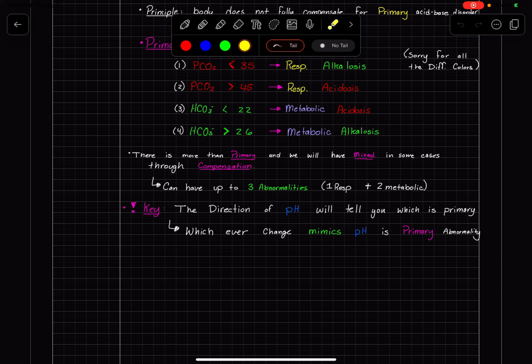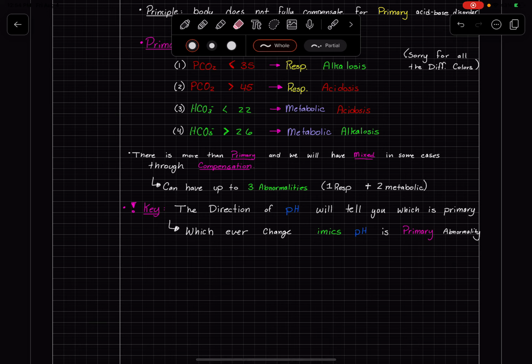A key thing to know here is the direction of the pH will tell you which is the primary process, meaning whether CO2 is involved with the primary process or bicarbonate, therefore telling you if it's a metabolic or a respiratory primary process. Okay? Because what I want you to realize, and we're going to do this in examples, is whichever pH is, whether it's acidosis or alkalosis, look for whether the carbon dioxide or the bicarbonate mimics it, meaning it has the same acid or base or alkalosis associated. It'll make more sense once we get down to it.